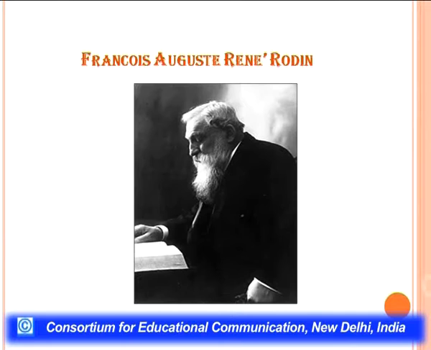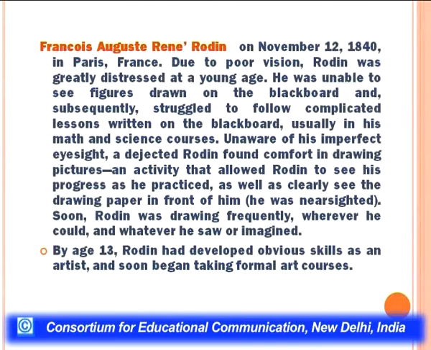First of all, I would like to start with a very famous personality, an artist and sculptor, Auguste Rodin of France, just to motivate people who have low vision. Mr. Rodin was born in France in November 1840, and he was greatly distressed at a young age. He was unable to see figures drawn on the blackboard and struggled to follow complicated lessons written on the blackboard, usually in his maths and science classes. He was very frustrated due to his poor vision, and he left school, and at the age of 13 he developed a skill as an artist and soon began taking formal art classes.